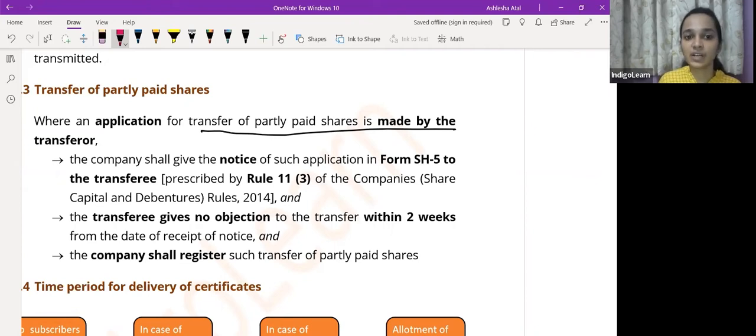So in that situation, the company shall give a notice of such application in form ACH5 to the transferee, and if the transferee gives no objection to the transfer within 2 weeks from the date of receipt of this notice, in that situation the company will register the transfer. समझ में आया? Transfer of partly paid shares.